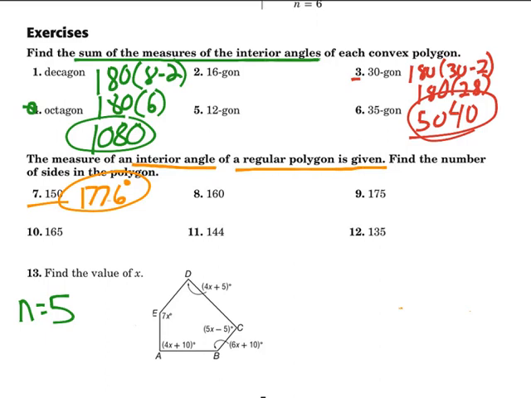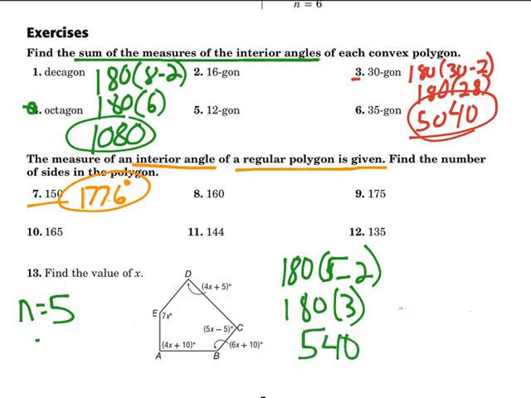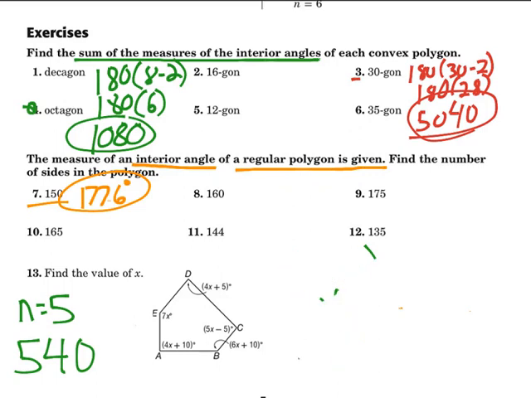Now that I can count them, I'm going to take that n, which is going to be 5. It's going to be 180 times 5 minus 2, which is 180 times 3. And 180 times 3 is going to be 540. This is important because all the angles in this pentagon add up to be 540. And why is that important? Well, it's important because that angle plus that angle plus that plus that plus that all add to be 540.